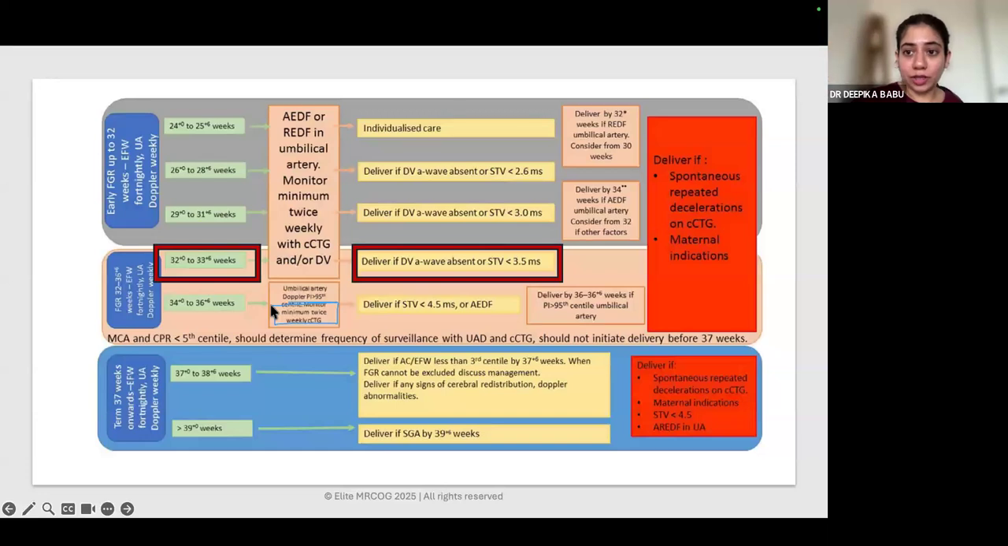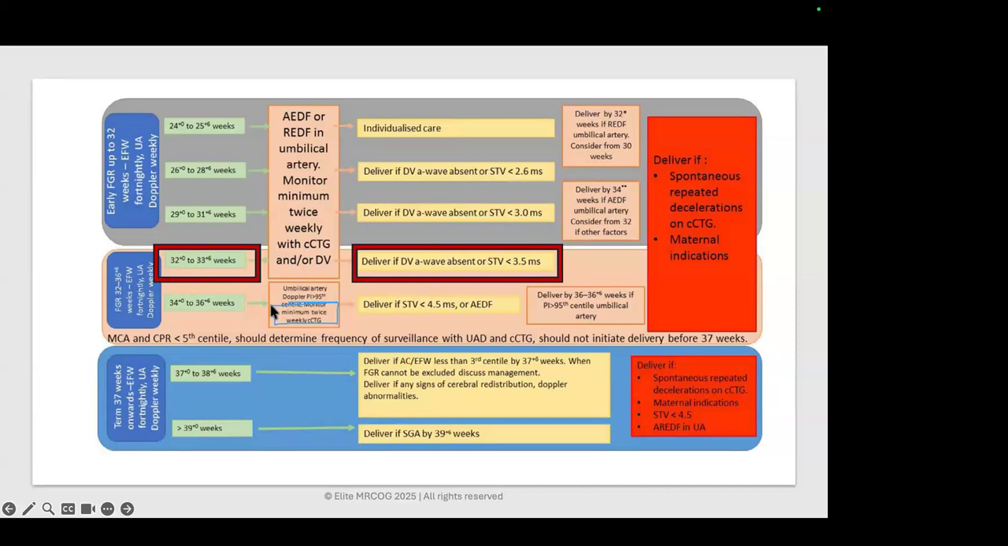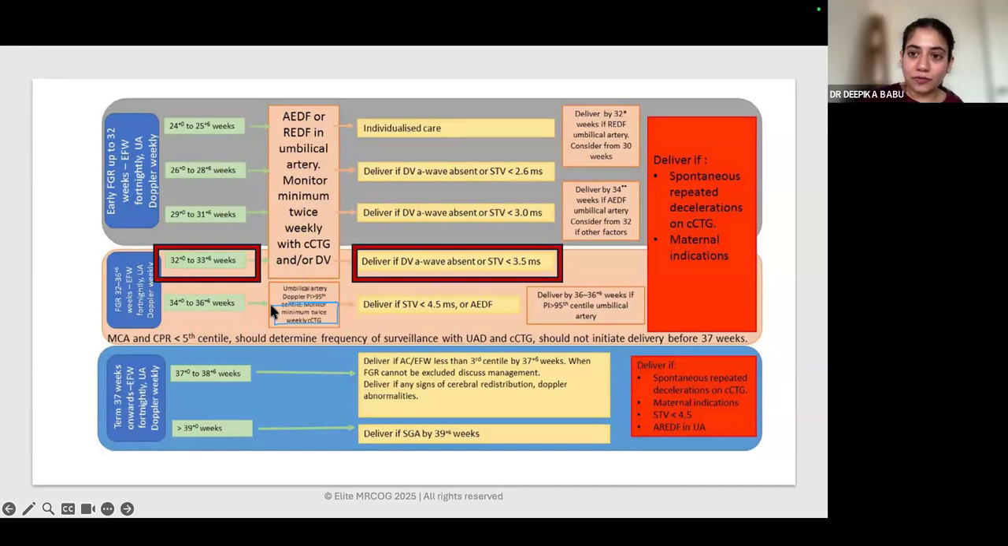If you're dealing with an early onset FGR, you will include the ductus venosus also. Otherwise, it is only the computerized CTG, but it is always twice weekly, guys. It's not weekly. The moment you see the changes in the umbilical artery Doppler, it completely changes from weekly to twice weekly. If it is an early onset FGR, you include the ductus venosus. But if it is a late onset FGR, we don't include the ductus venosus. It is only the computerized CTG, which is twice weekly.